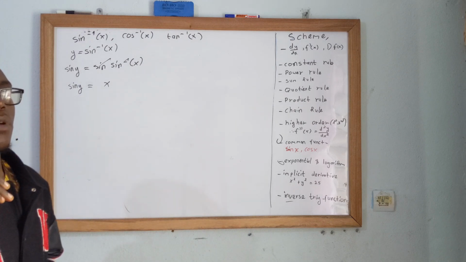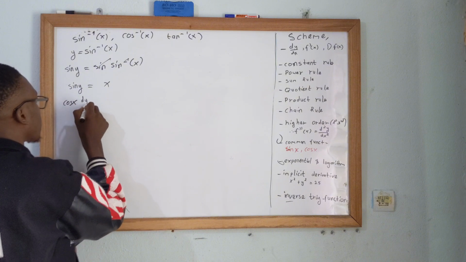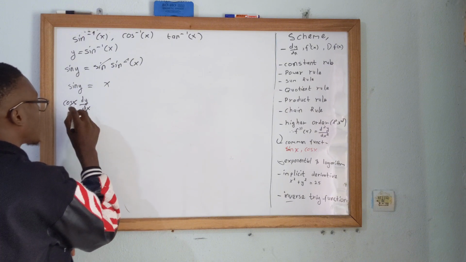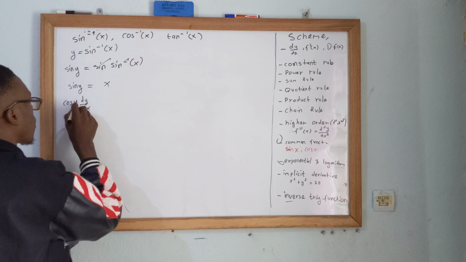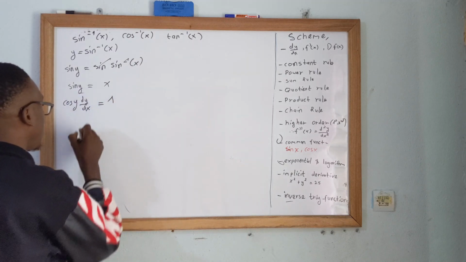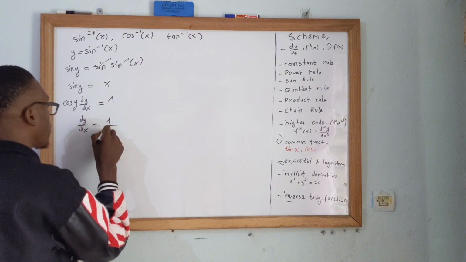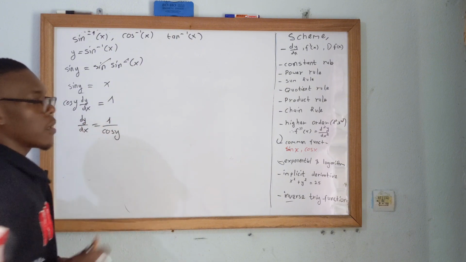Differentiating sine x, we are going to have what? Cos x. Therefore, we are going to have cos y dy all over dx, because the derivative with respect to x is cos y, sorry, because here is y. Cos y dy all over dx is equals to 1. Therefore, our dy all over dx is equals to what? 1 all over cos y.